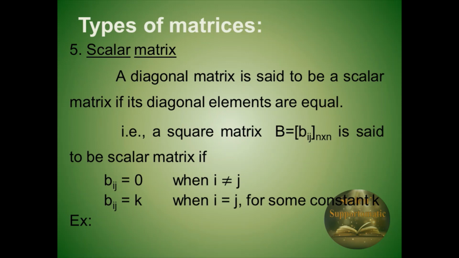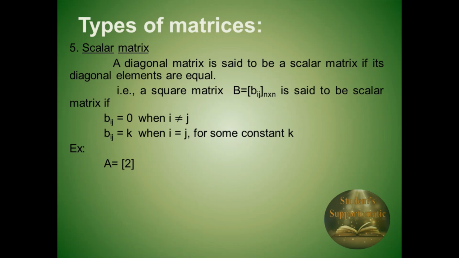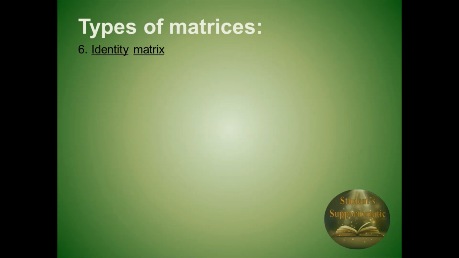Let's see one: A is equal to 2, -4. The diagonal elements are equal, so it is said to be a scalar matrix. For a 3 cross 3 matrix, it is 3, 3, 3. The diagonal elements are equal and the remaining elements are all 0. This is a scalar matrix. For a scalar matrix, it must be a square matrix, it must be a diagonal matrix, and then the diagonal elements are equal. Then this is called a scalar matrix.